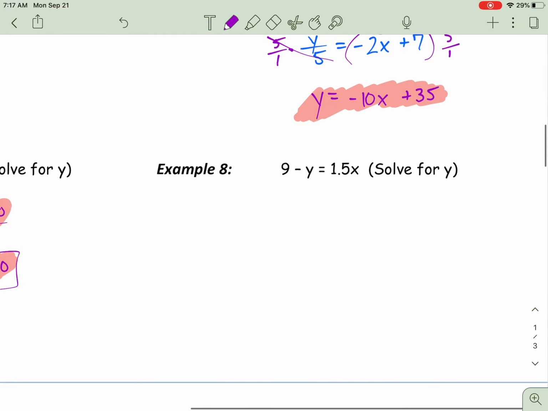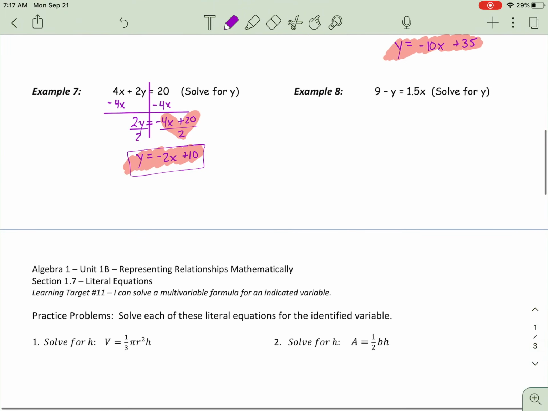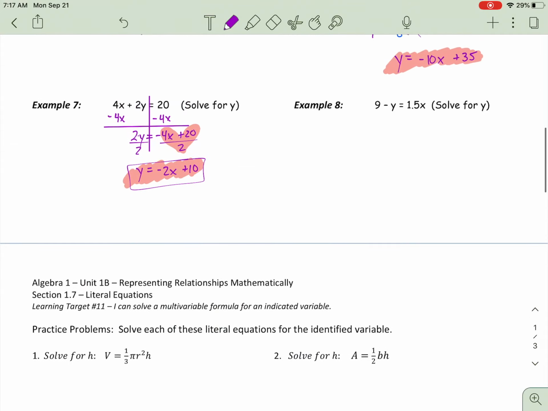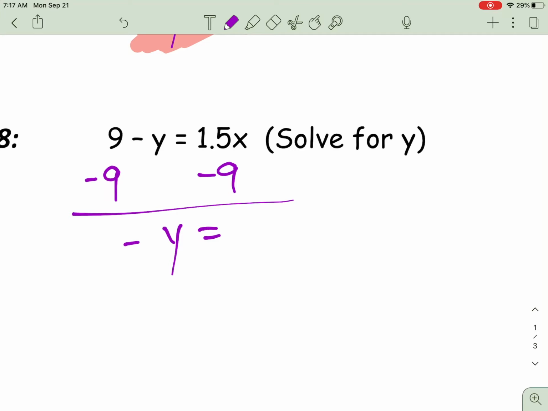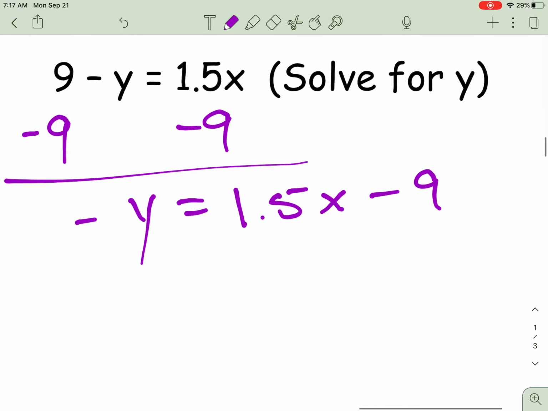All right, last example here. Okay, example 8, solve for y. So in this case, it's a negative y, so I have 2 options. I'll just use it first. Let's go ahead and subtract 9, because 9 is positive, the y is negative. Okay, 1.5x minus 9.